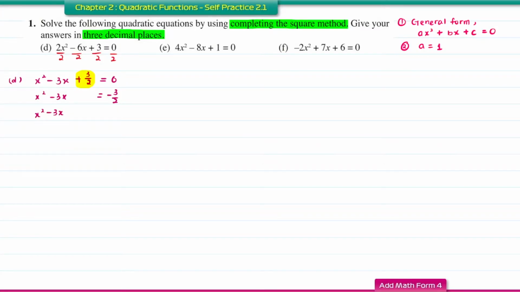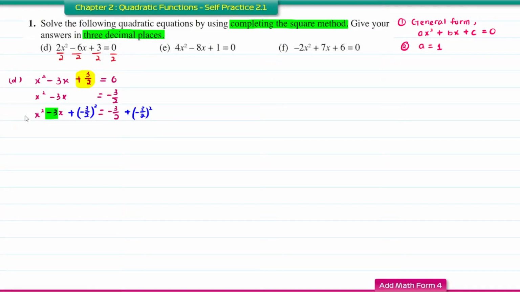Then, next, we're going to add in a number here so that the left hand side, the equations will be equal to the area of a square. So the b is a negative 3. So divide this negative 3 with 2. Then you're going to get negative 3 over 2 and put a square here. And then you also need to plus negative 3 over 2 square on the right hand side to keep these equations balanced.